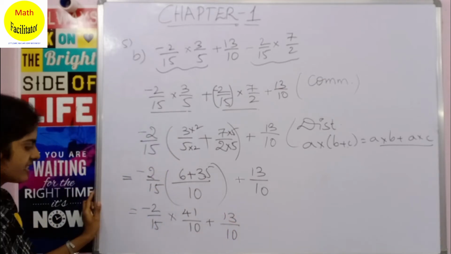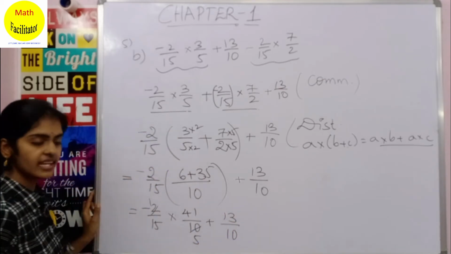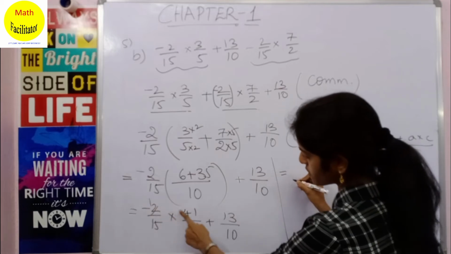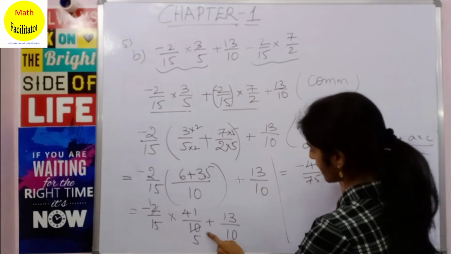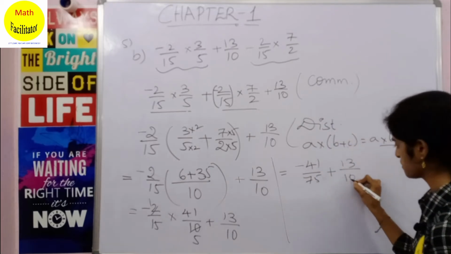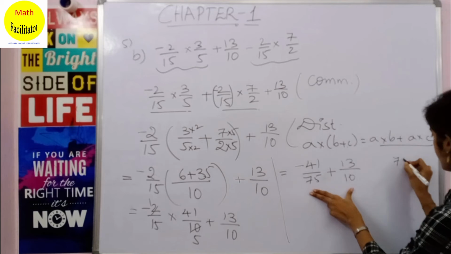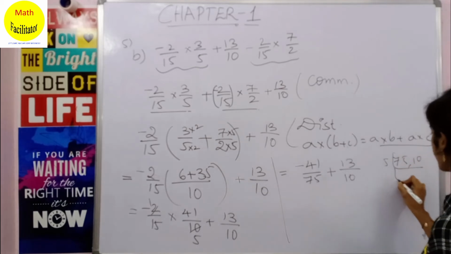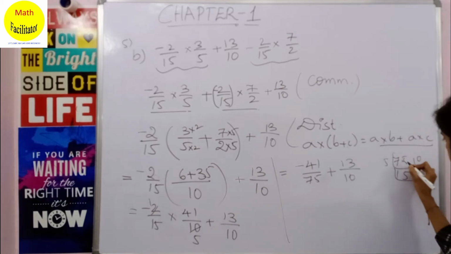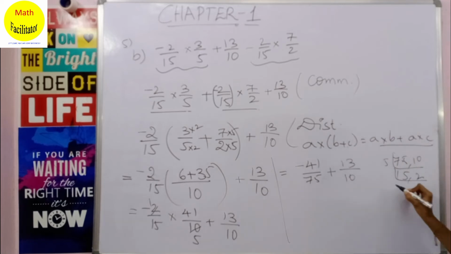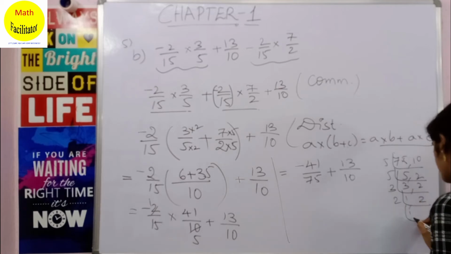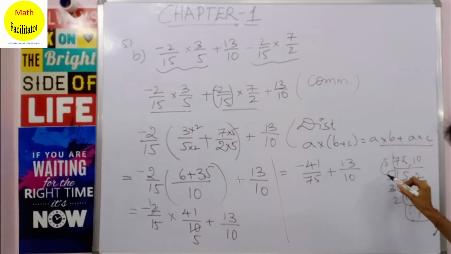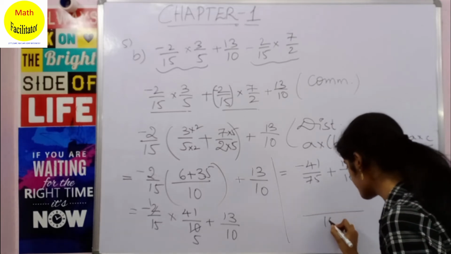Now solving this, 2 1s are 2, 5 in the denominator. Clear? So this is minus 1 into 41 is minus 41 by 15 into 5 is 75, and you have plus 13 by 10 here. Now let us take the LCM of 75 and 10. So it is 5 1s are 5, 5 5s are 25, 5 3s are 15 and 2s are 2. So the LCM is 5 5s are 25, 25 3s are 75, 75 2s are 150. So the LCM is 150.